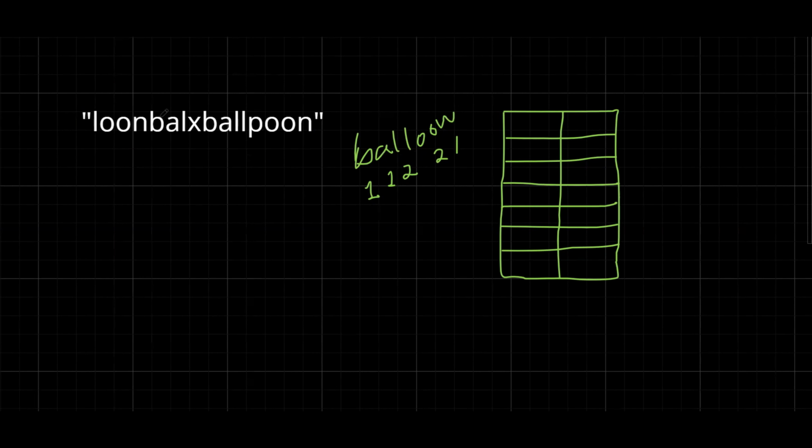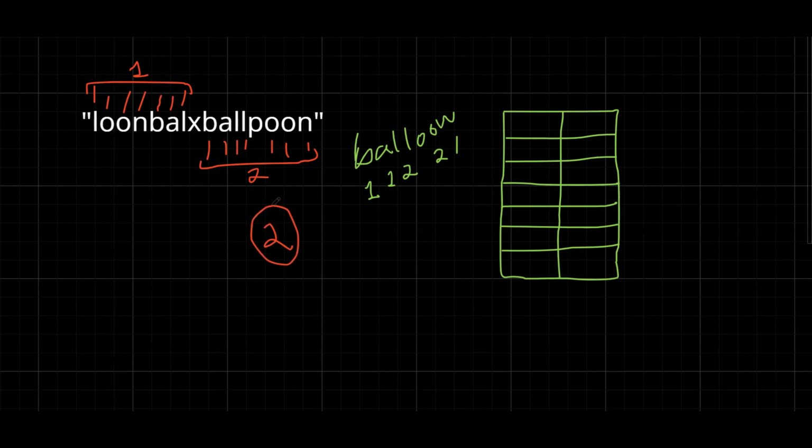At first, the first instance of the balloon: B, A, L, L, O, O, N. So this is the first instance of the balloon. Now let us create another balloon here, which is B, A, L, L, O, O, N. So this is the second instance of the balloon. So in this test case, we can make 2 balloons. So here we have to return 2.